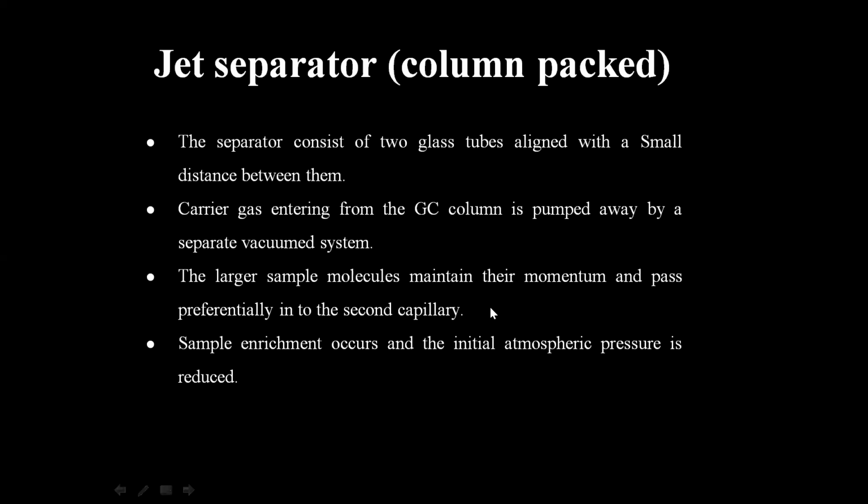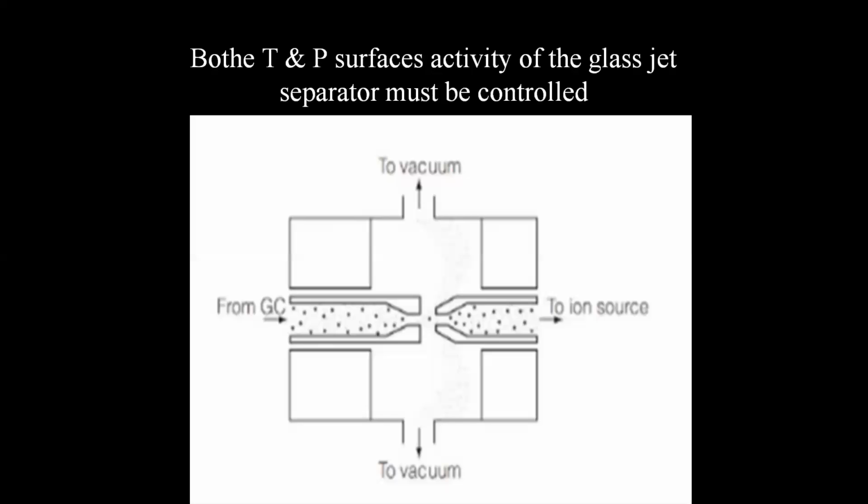Next is the jet separator, column packed. The separator consists of two glass tubes aligned with a small distance between them. Carrier gas entering from the GC column is pumped away by a separate vacuum system. The larger sample molecules maintain their momentum and pass preferentially into the second capillary. Sample enrichment occurs and the initial atmospheric pressure is reduced.